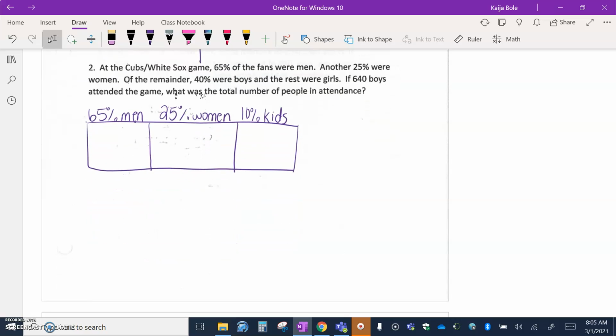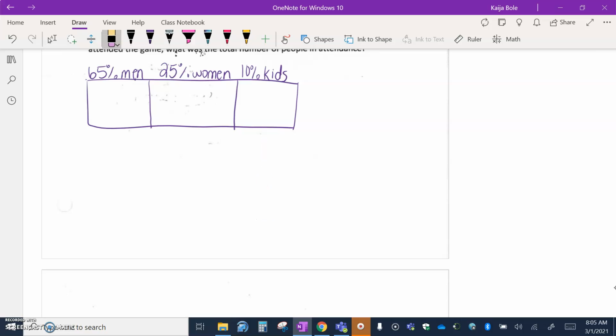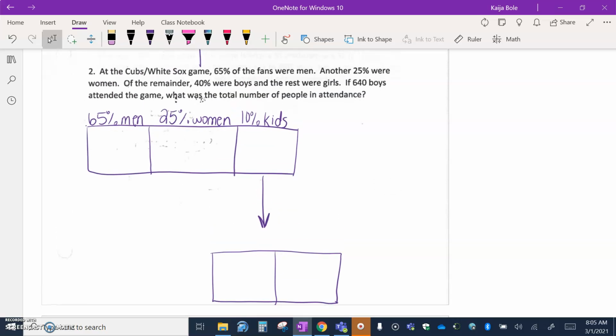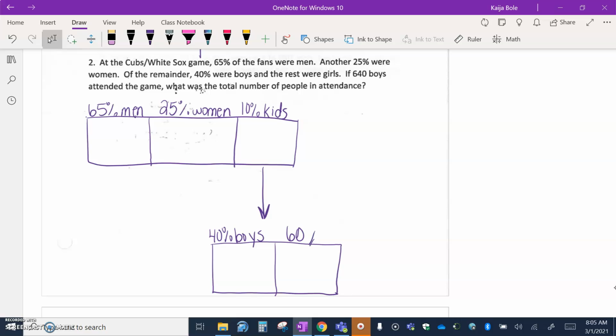And now of those kids, you kind of have to branch down from that, right? When we're talking about kids, there are boys and there are girls. So we'll need a second tape diagram, right? And it says that 40% were boys, which means 60% were girls.